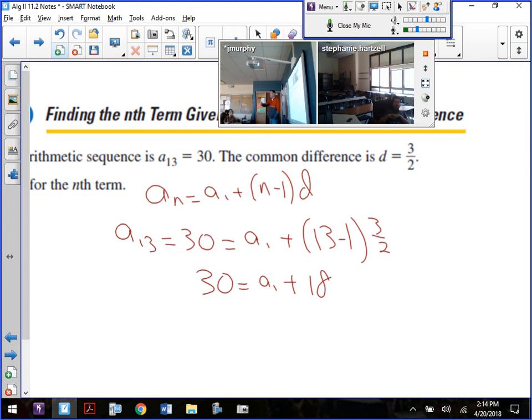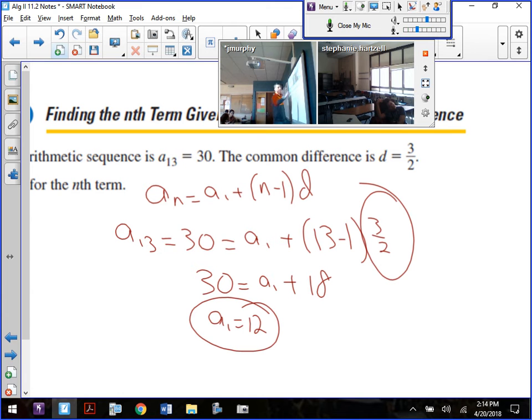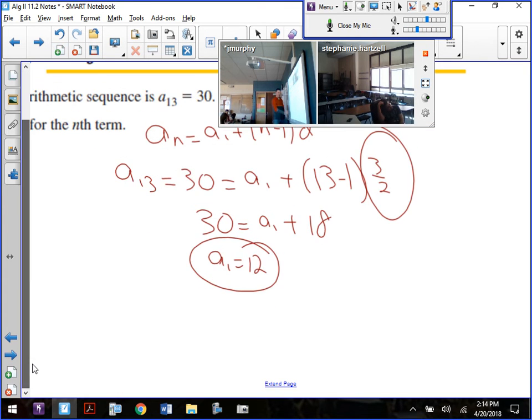You can do it. What do you get for your first term? 12. There's your first term. There's your common difference. And just throw it in. So you wind up with nth rule, first term, n minus 1 times 3 halves.